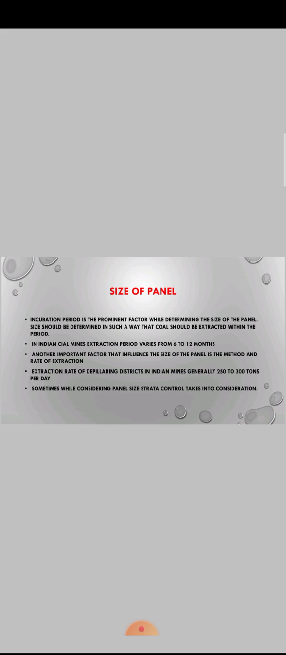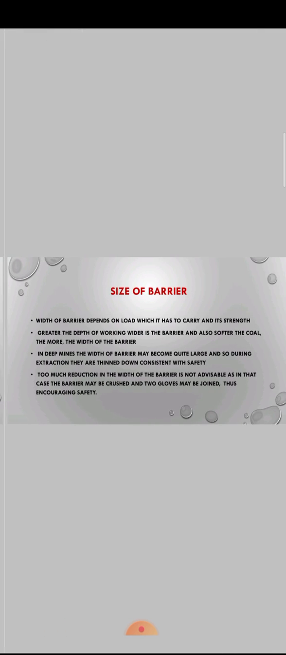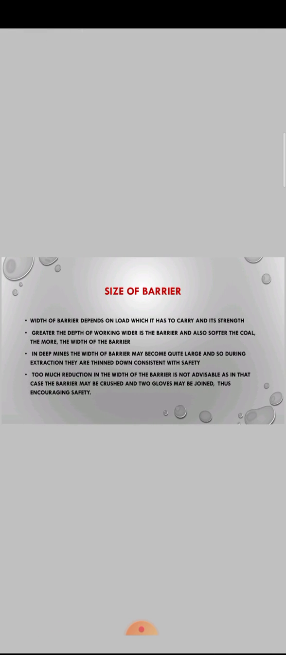Sometimes, while considering panel size, strata control takes into consideration the size of the barrier. Width of barrier depends on the load which it has to carry and its strength. Greater the depth of working, wider is the barrier, and also the softer the coal, the more the width of the barrier. In deep mines, the width of the barrier may become quite large, and so during extraction they are thinned down consistent with safety. Too much reduction in the width of the barrier is not advisable, as in that case the barrier may be crushed and the two goafs may be joined, thus reducing safety.